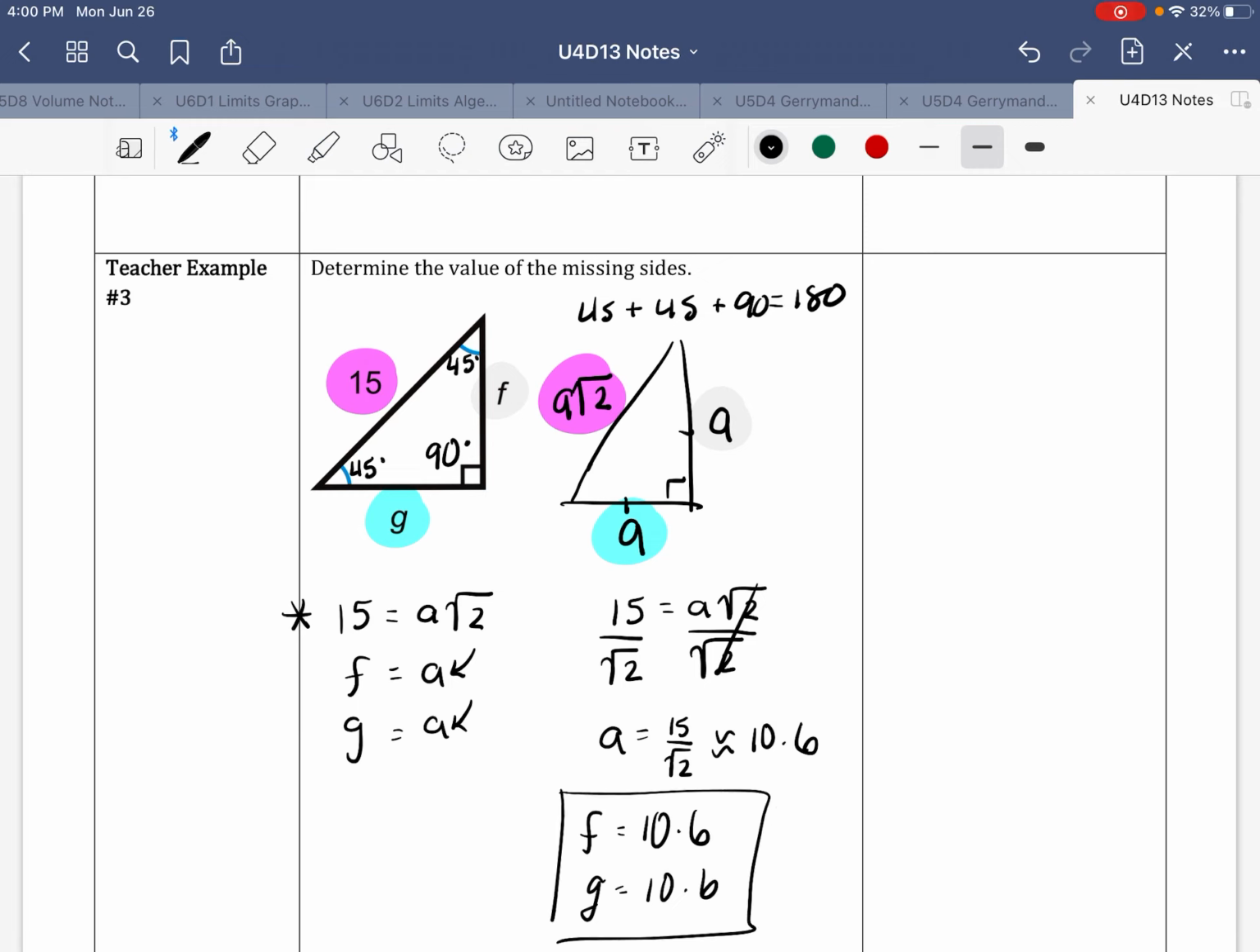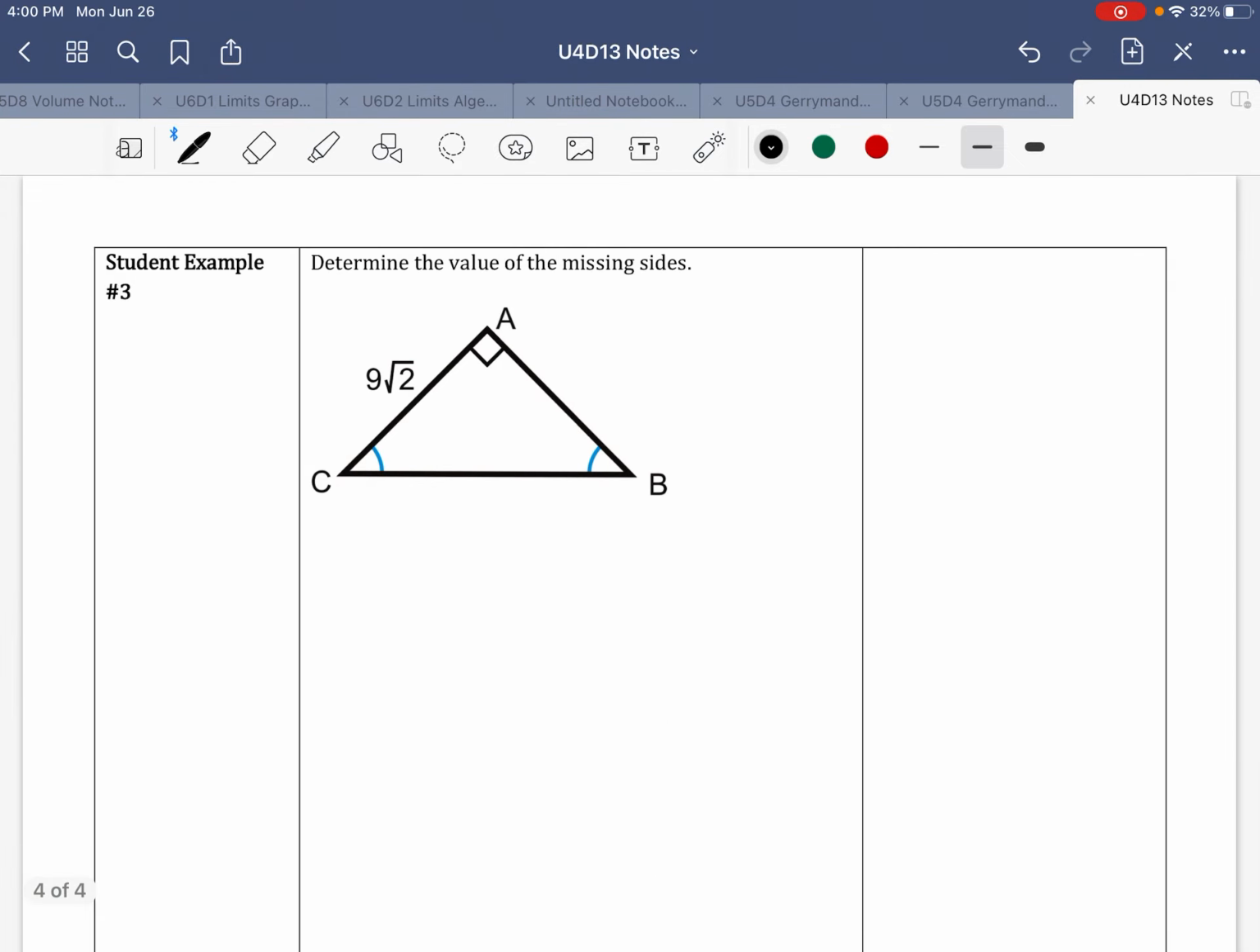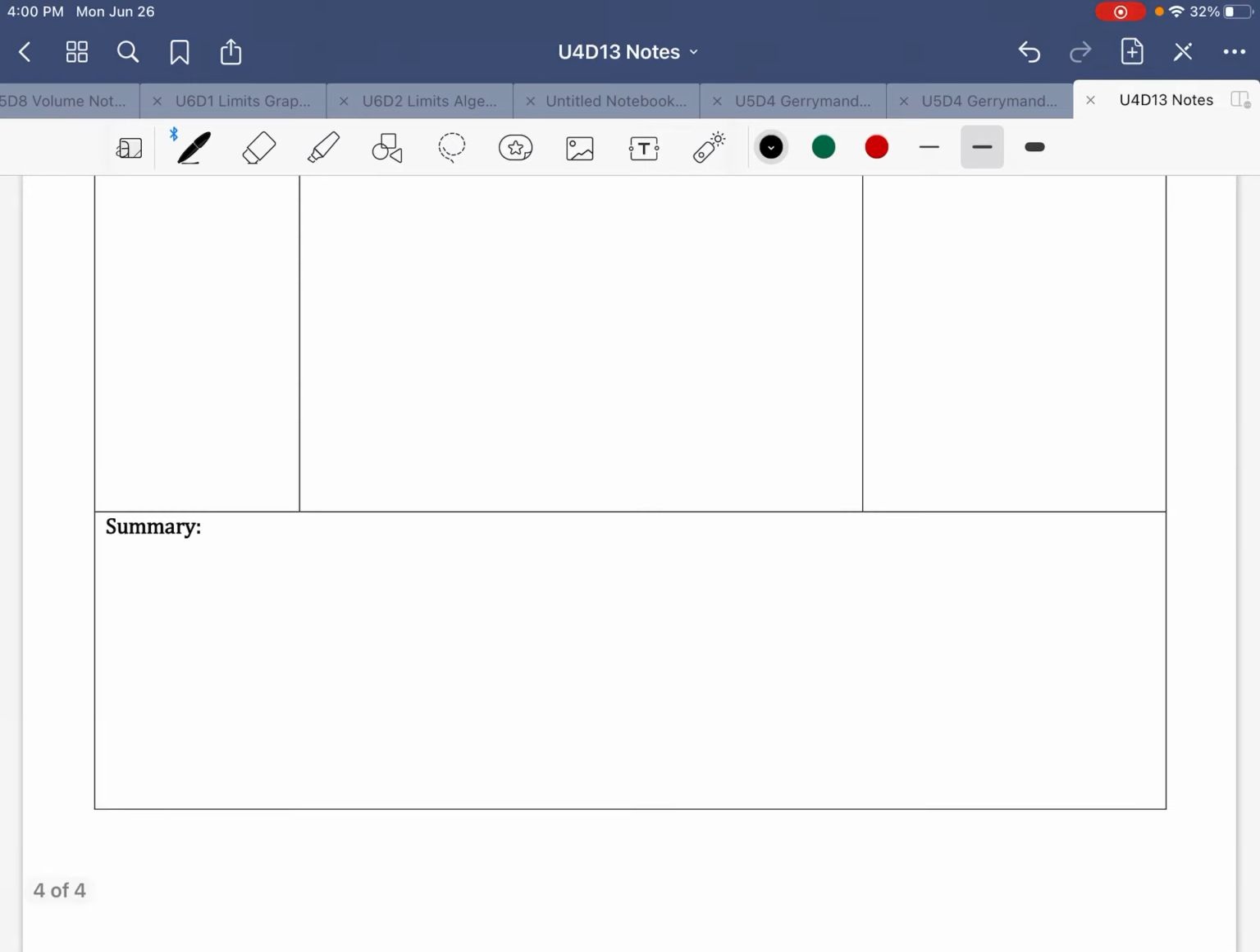Go ahead and try student example number 3 on your own. And don't forget to write your reflection.